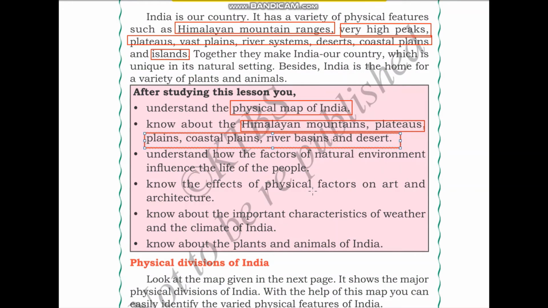Understand how the factors of natural environment influence the life of people. Know the effects of physical factors on art and architecture. Know about the important characteristics of weather and the climate of India. So we will learn the difference between what weather means and what climate means. And we will know about the important characteristics of the weather and climate of different parts of India. And know about the plants and animals of India.